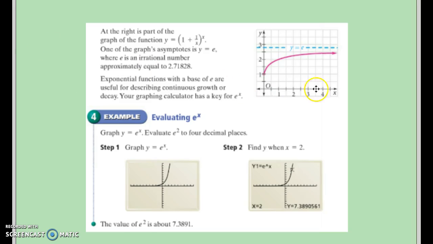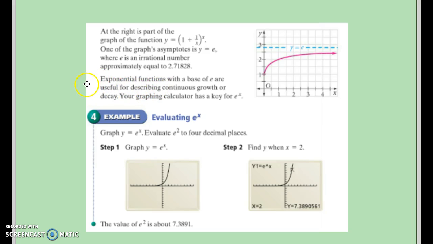So what is e? Here you see a graph of the function y equals (1 plus 1 over x) to the x. One of the graph's asymptotes, and remember, an asymptote is a line that a graph approaches but never actually touches, is y equals e. And e is an irrational number. Remember that irrational numbers are decimals that do not end and do not repeat and go on and on forever. Our closest approximation for e is 2.71828.